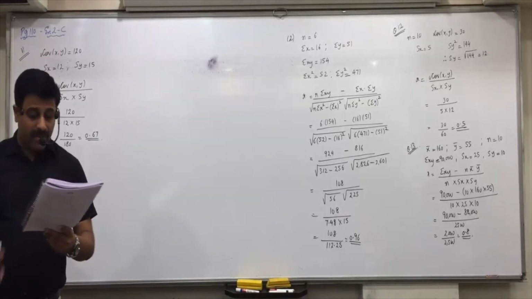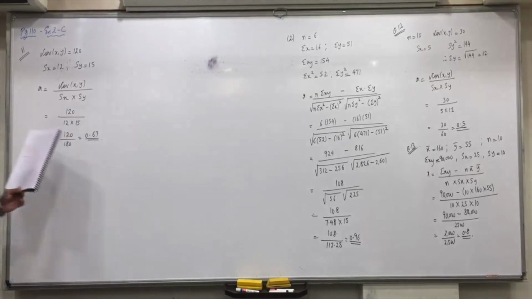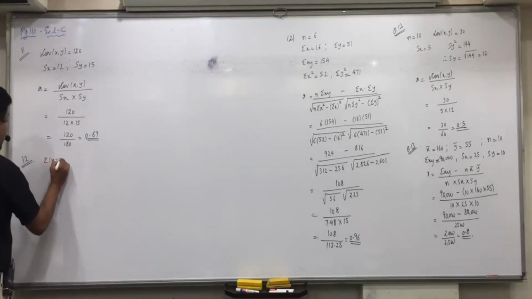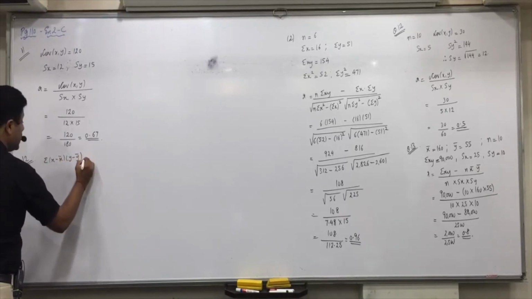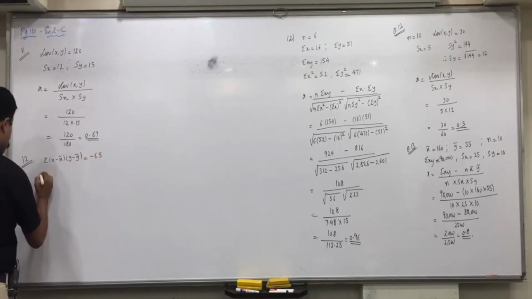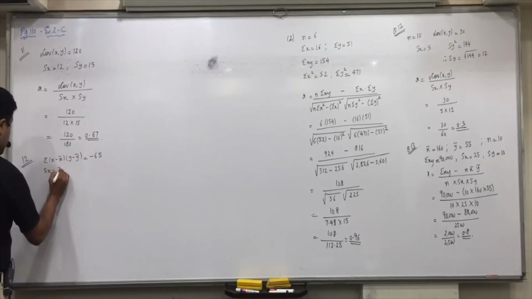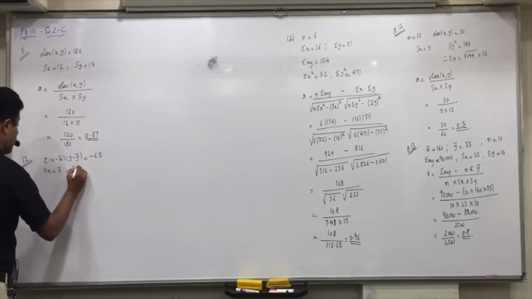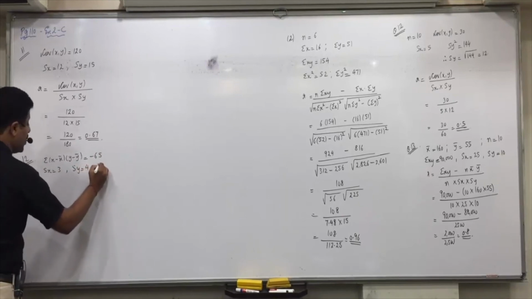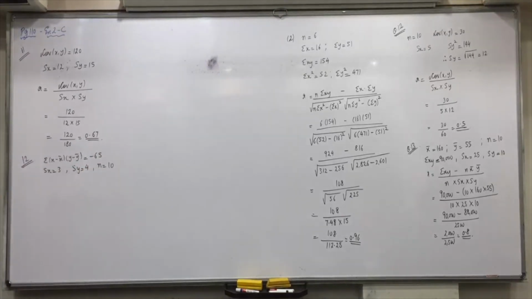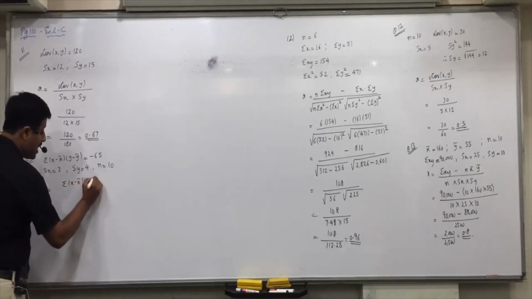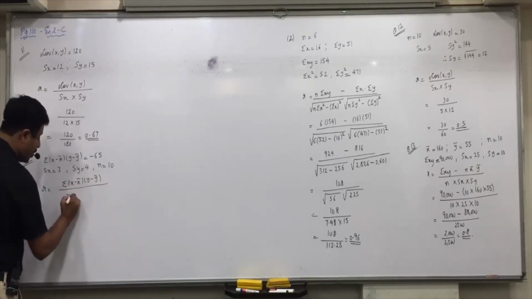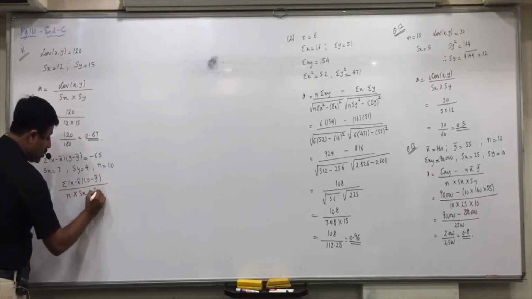Look at question 12. Find the value of R if sigma x minus x bar into y minus y bar is equal to minus 65, Sx is equal to 3, Sy is equal to 4, and n is equal to 10. So raise your hand. Which formula will be used over here? So correct. Second formula will be used. Sigma x minus x bar y minus y bar upon n into Sx into Sy.